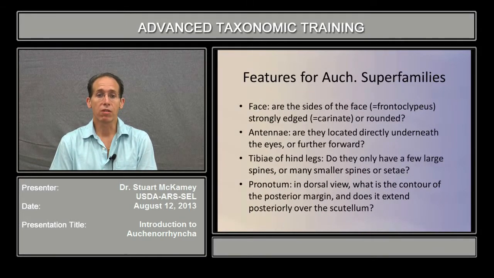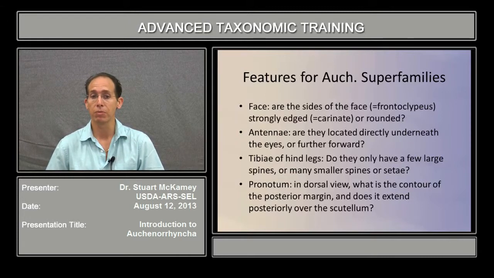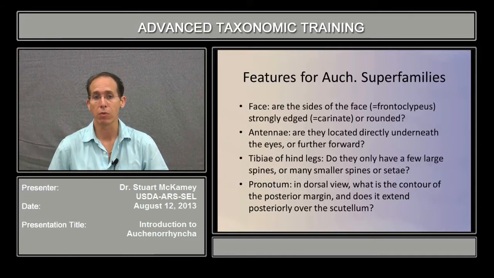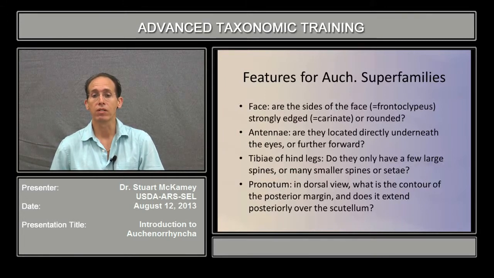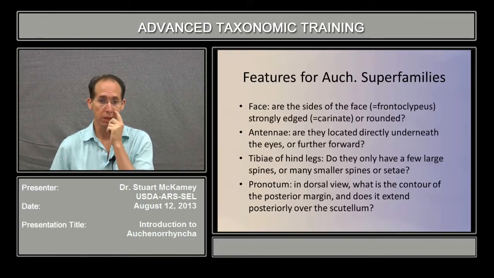But for the other Auchenorrhyncha superfamilies, there are four features you need to look at. The face: are the sides of the face, the frons, strongly edged or rounded? Are the antennae located directly underneath the eyes or further forward? Are the tibiae of the hind legs with just a few large spines or a row of smaller spines? And is the pronotum in dorsal view rounded or does it extend posteriorly over the scutellum?